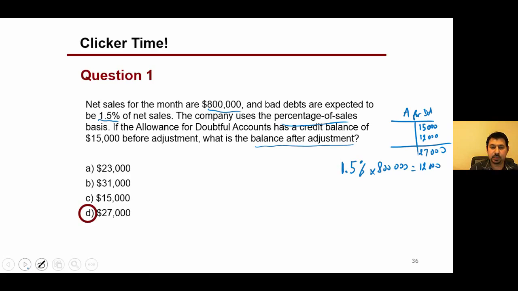And here, if we wanted to write the adjusting entry to record the bad debt, the company would debit bad debt expense 12,000 and credit allowance for doubtful accounts 12,000.